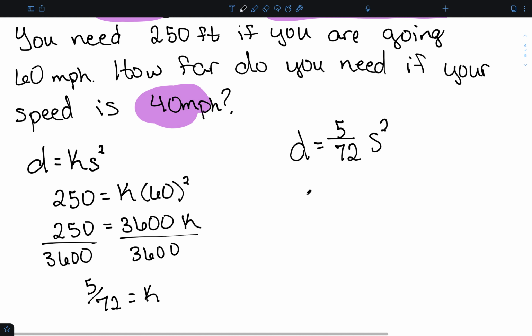So what if you're going 40 miles per hour? Then we have 5 over 72 times 40 squared. Which, if we work that out, we get about 111 feet if I round to the nearest foot. So we'll need about 111 feet if we are going 40 miles per hour.